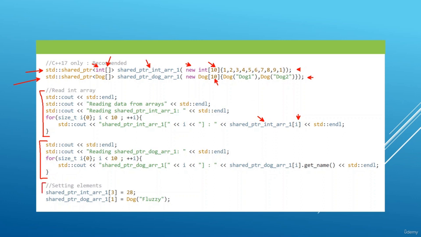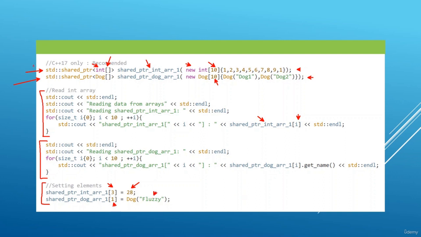For example, down here, we can even set elements. We can grab the third element in the first int array and change that to 28. We can change the dog at index 1 in the second array here and change that to be a dog named Fuzzy, as you see here, and this is going to work.